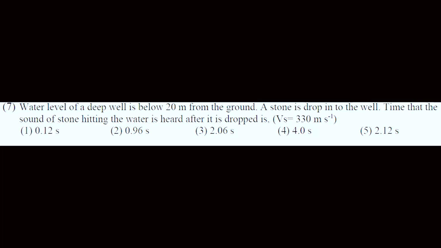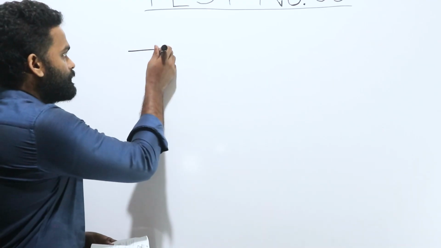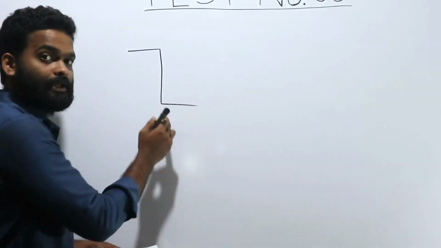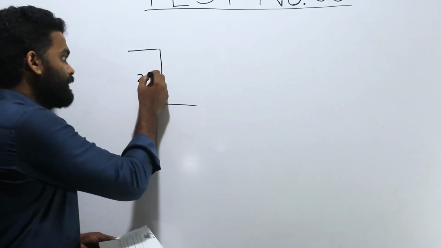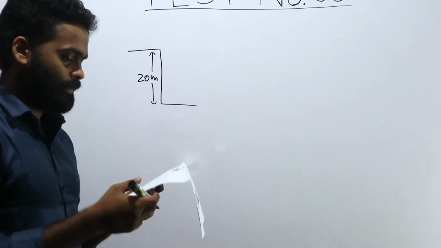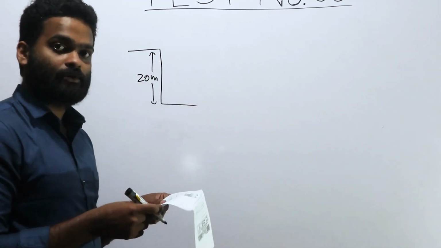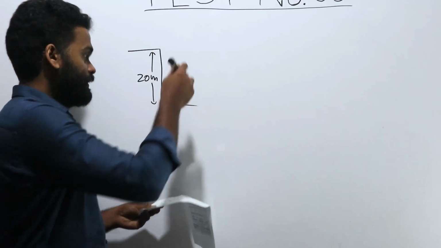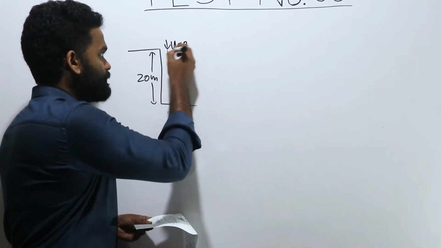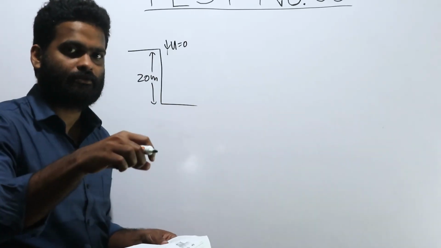Water level of a deep well is below 20 meters from the ground. So this is the ground. Water level of the well, let's say somewhere here, that is at a depth of 20 meters. Then a stone is dropped into the well. Dropped means the initial velocity of this stone should be 0. It is just dropped, right?